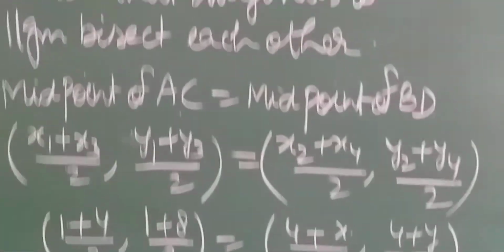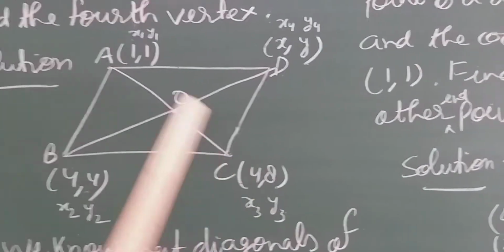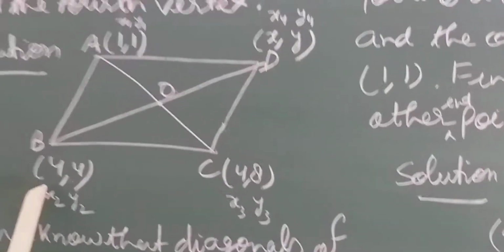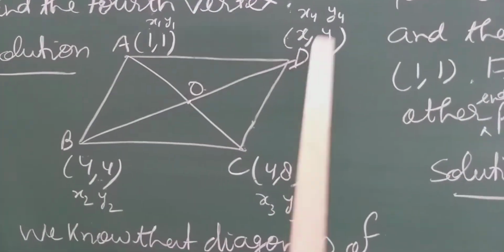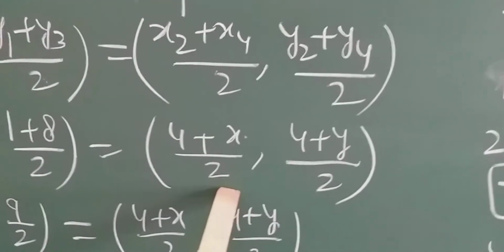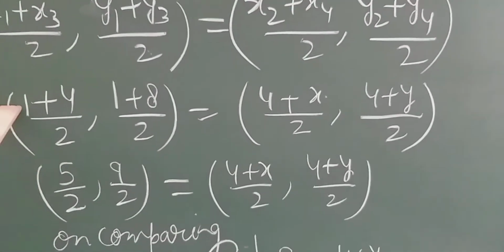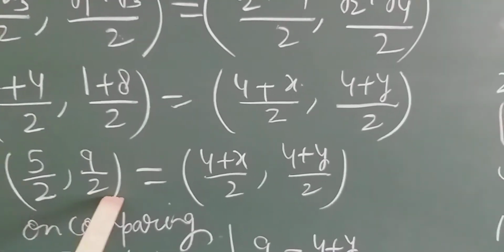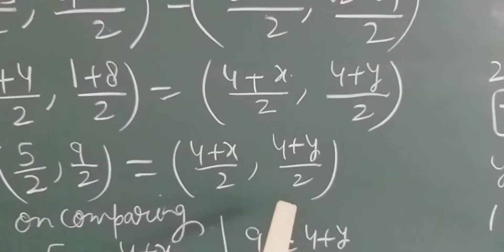Let us put the values. x1 value 1 plus 4 upon 2, 1 plus 8 upon 2. For the other, x2 value 4 plus x upon 2, 4 plus y upon 2. Now let us solve. So 5 upon 2 comma 9 upon 2 equals 4 plus x upon 2 comma 4 plus y upon 2.